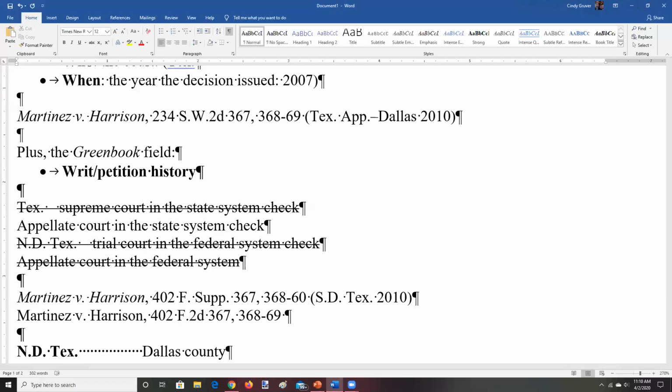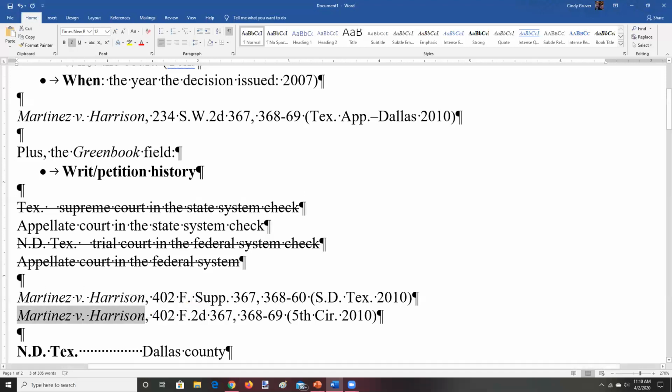So then we're going to hit space again, and now we're going to open parentheses. We need the court. We've decided this is out of the Fifth Circuit, so I'm going to hit 5, space, space, space, Cir. I'm just going to go ahead and add the year and close the parentheses. Then I'm going to go back and do TH and get rid of the extra spaces. And I'm done. And this is also a complete cite. Let me show you that it works for some other ones other than ones that have a TH.